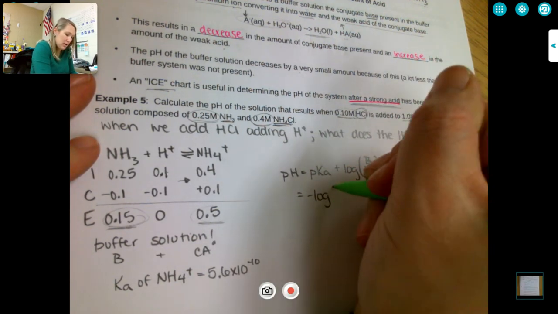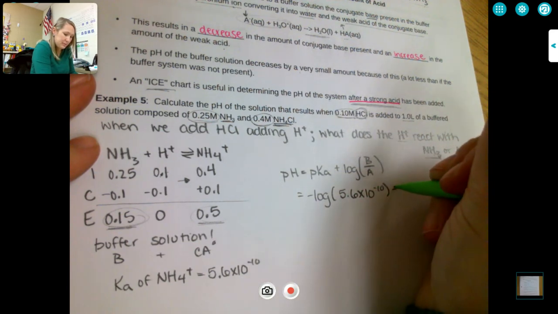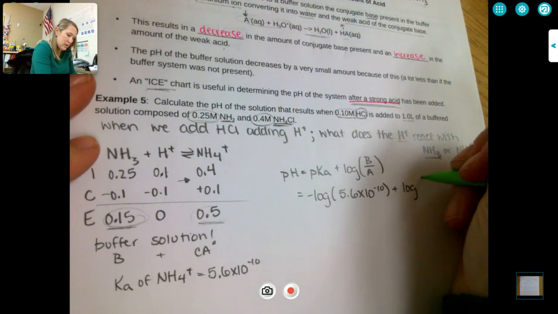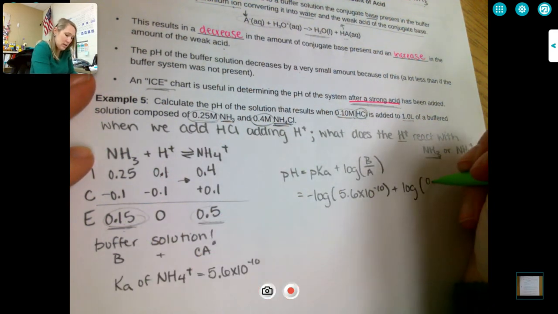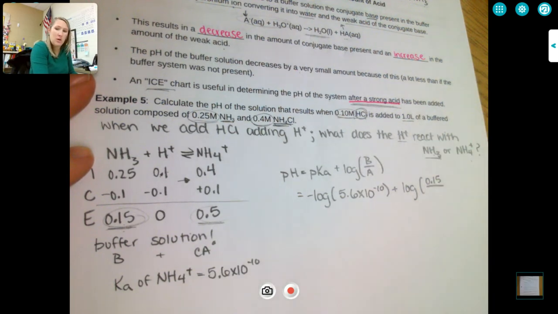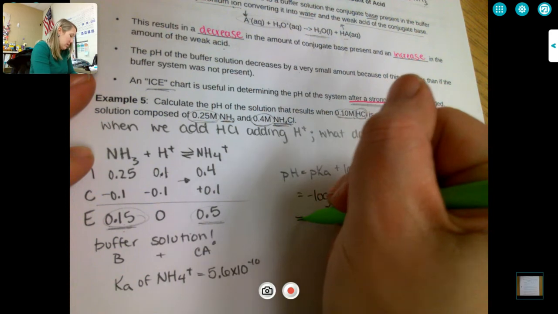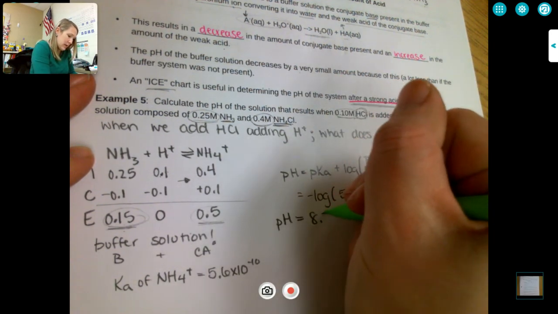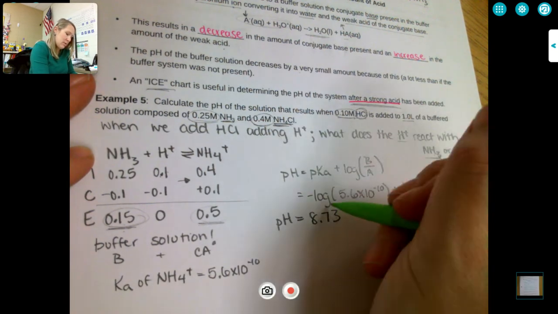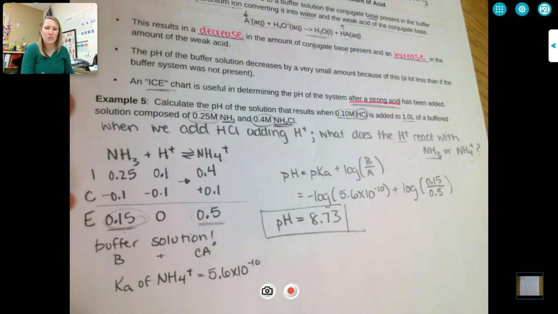pKa is the negative log of my Ka, plus the log of my base, which is 0.15, over my acid, 0.5. And when I plug that in my calculator, I get a pH equal to 8.73.